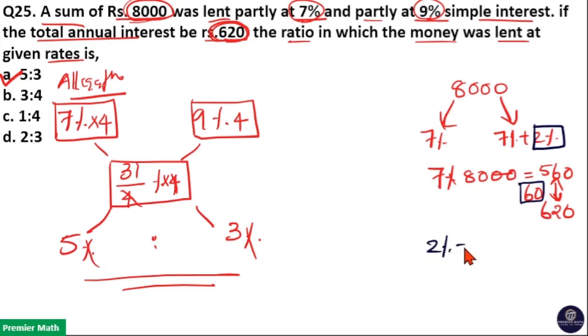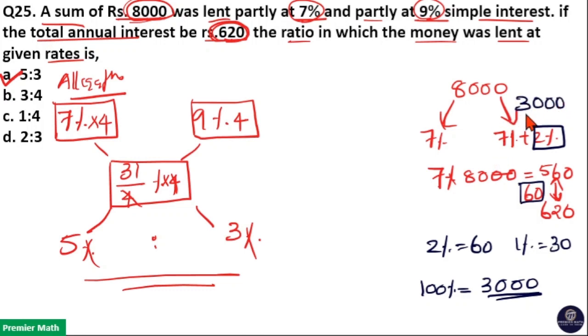So if 2% is 60, 1% is 30. That means 100% is the sum, that is 100% is equal to 30 into 100, that is 3000. That means this 3000 is the 9% part. So one part lent is 3000 rupees. Then 8000 minus 3000 is the other part, which is equal to 5000 rupees. If you take the ratio between 5000 and 3000, it is equal to 5 is to 3. So in this way, you can also find the answer.